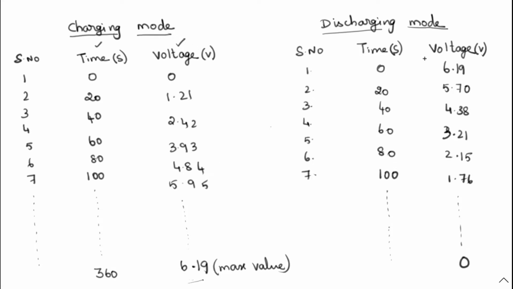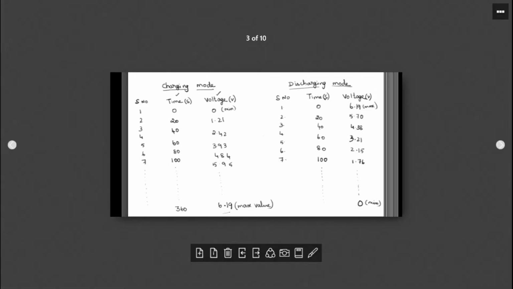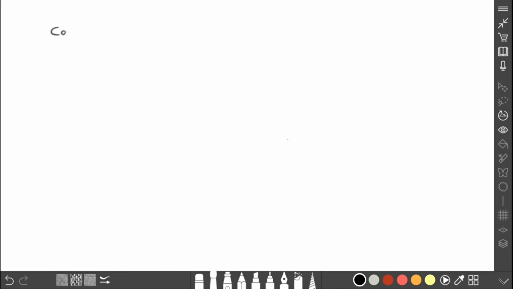And then when we come to the discharging mode, we will start from the maximum value, and then for every 20 seconds we have to note down the values up to 0, up to the minimum value. So in this case, charging is minimum to maximum, and discharging is maximum to minimum. This is what we have taken in the lab. Now we have to go for the calculation part of this experiment. So let me explain the calculation.